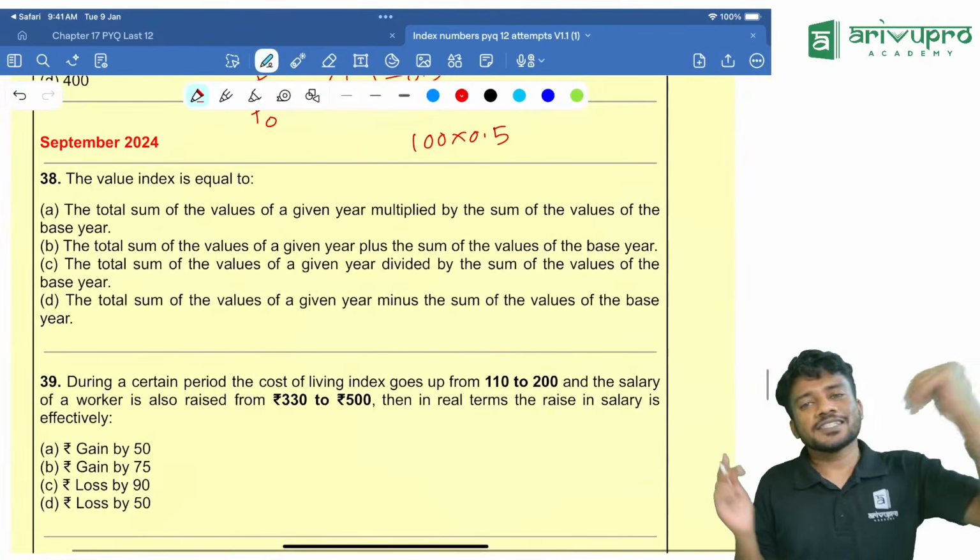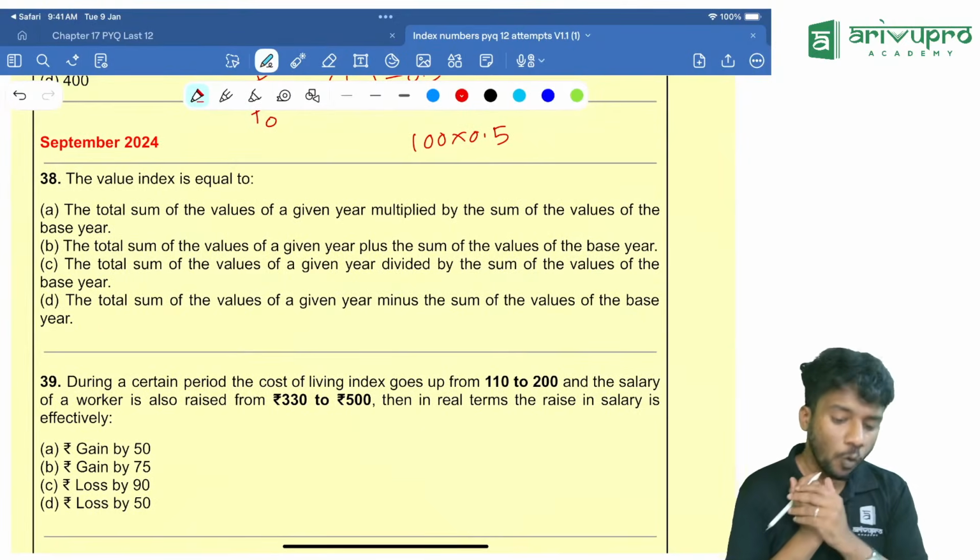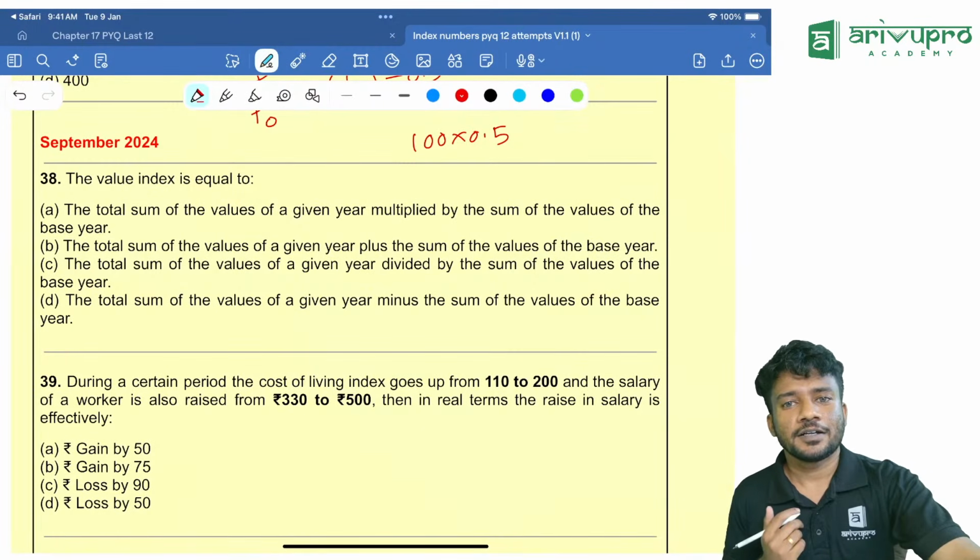Now, coming to September 2024. Atom people. Happy?